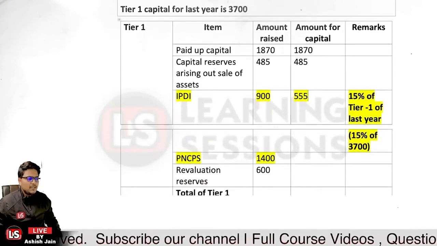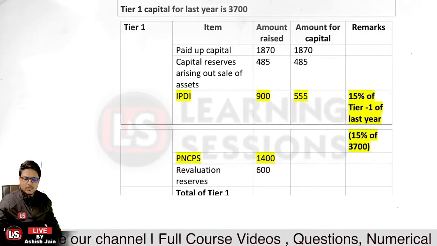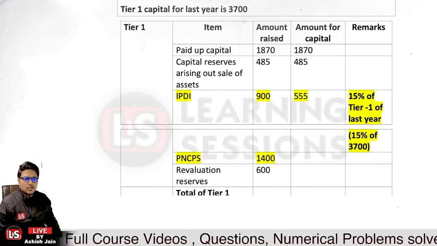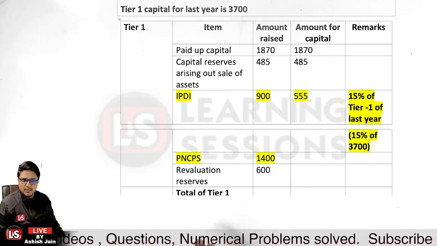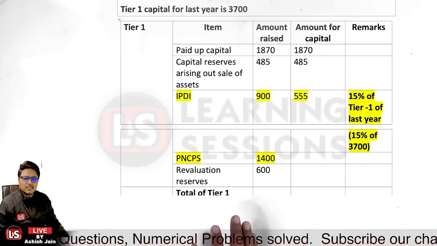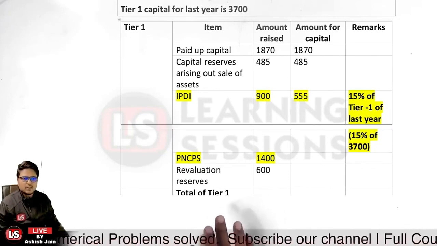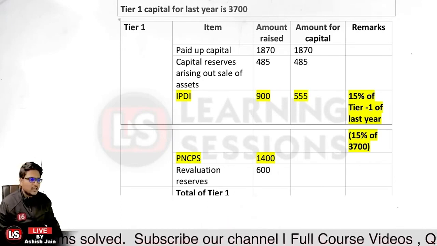And for the PNCPS and IPDI, what is the percentage ratio related to it? Let me tell you that the total of the IPDI and PNCPS that can be covered in tier 1 capital is limited to 40% of the total capital. And how can we calculate that particular percentage? Let us have a look at it.